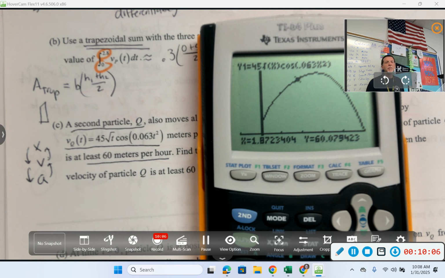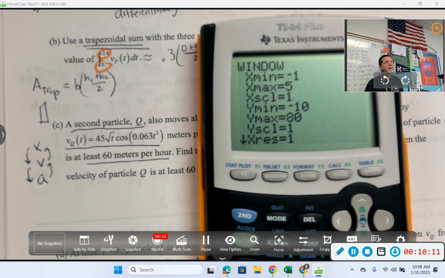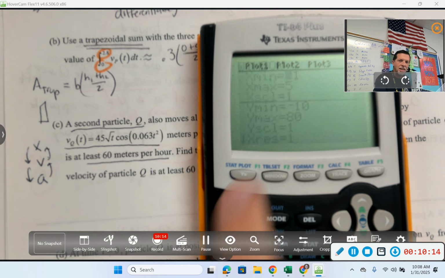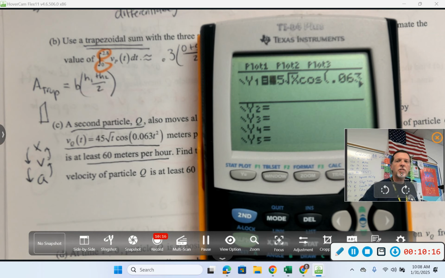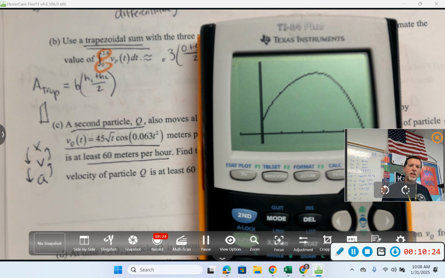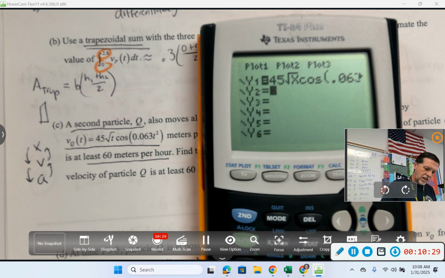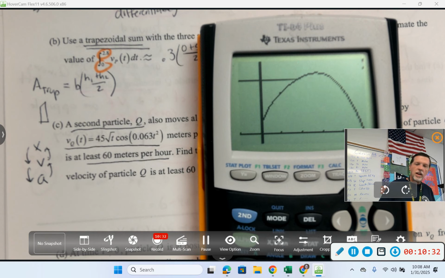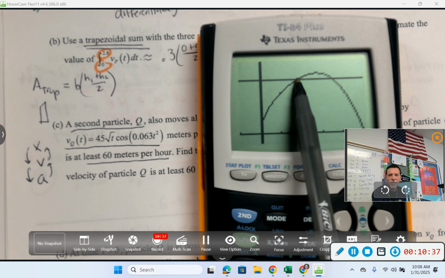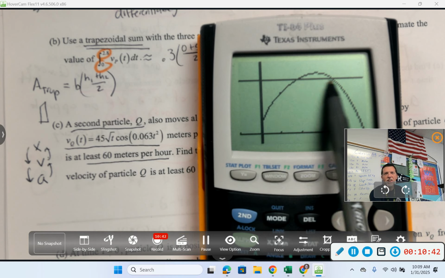If yours looks different, it might be a different window. I went -1 to 5 and -10 to 80. Then make sure your equation is in there, right? 45 square root of x cosine 0.063 x squared. And if I want to know where that's more than 60, well, I can just graph 60. So now it's really easy to see that it's above 60 from there to there. But I need to know where those are.